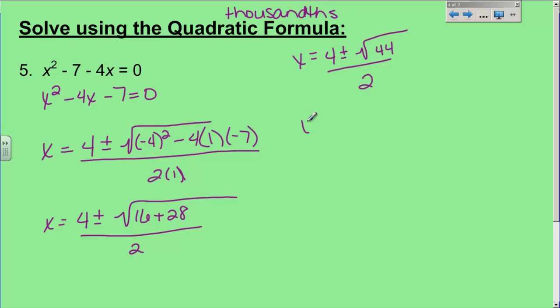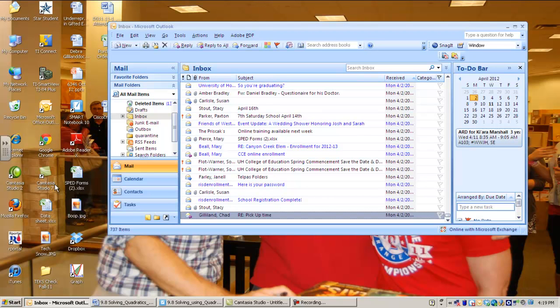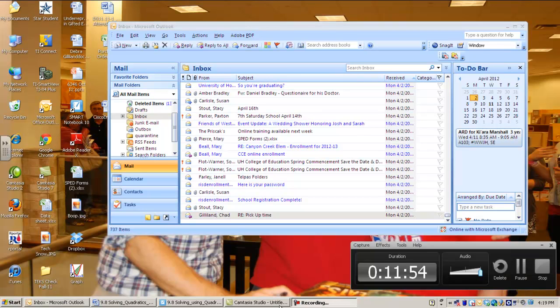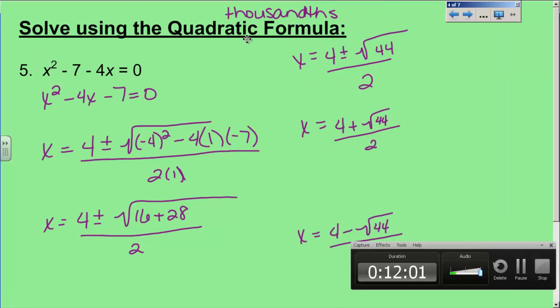I am just going to type this in. So I have x equals 4 plus the square root of 44 divided by 2, and I have x equals 4 minus the square root of 44 divided by 2. So we're going to get our calculator, and we're going to type it in just exactly as it is written.